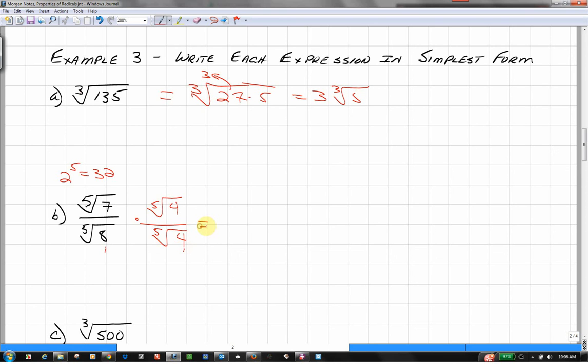So now that I'm multiplying the numerator and the denominator by the same number, my numerator is going to be the 5th root of 28. My denominator is going to be the 5th root of 32. So I'm going to have the 5th root of 28, and my denominator will be 2. So I didn't change its value, but I changed the form so that I don't have a radical in the denominator. Let's look at the next one.